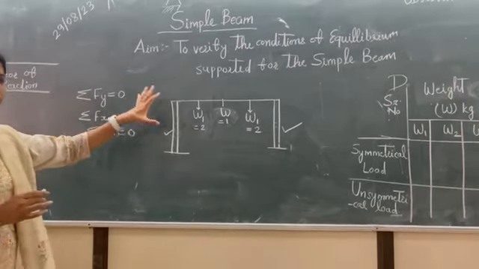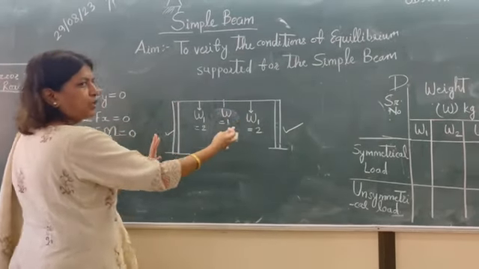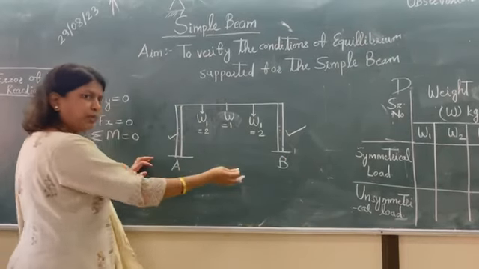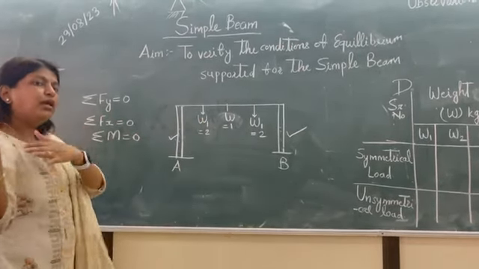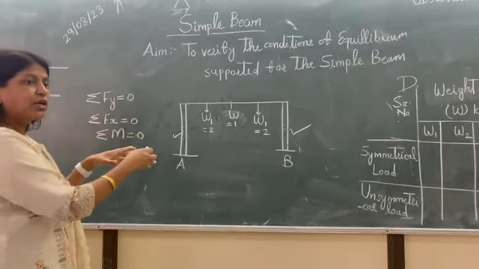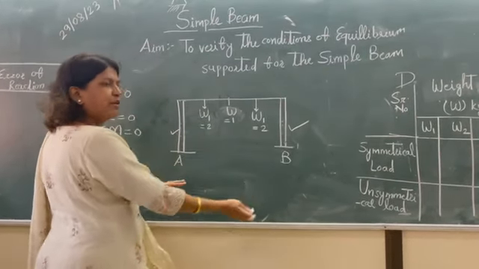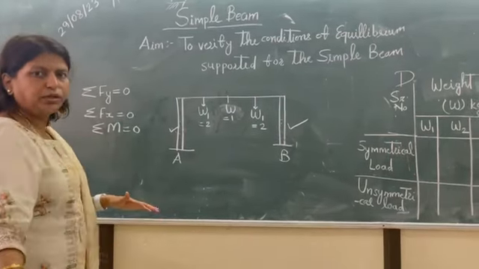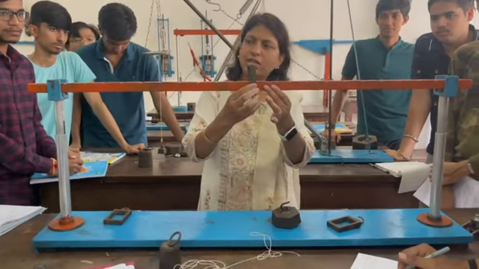So whatever practically we know, the distances and the loads, we will actually calculate the reaction at A and B. We will also see what reading we are getting on our experimental setup. So we will verify both and find out the percentage error. Okay? Yes. Kept properly. And this is a suspender.